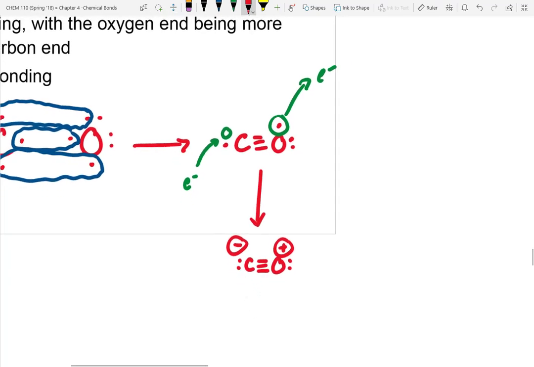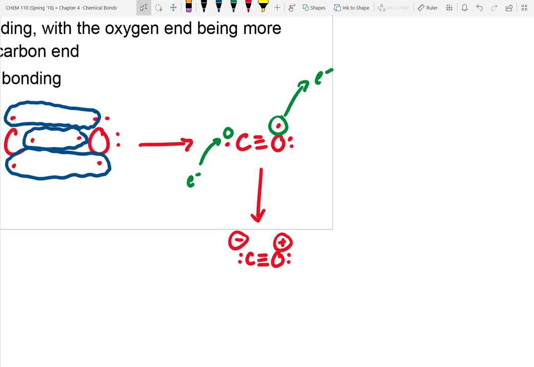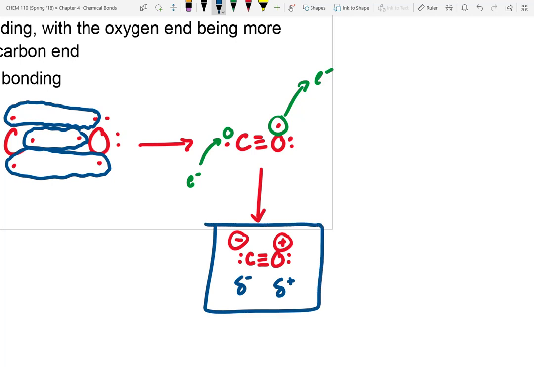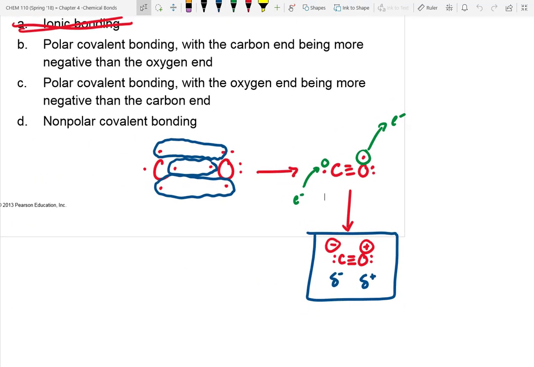All right, now the tricky question. Which side is electron rich? Oxygen. Yeah, you don't want to overthink that one. It's got the negative charge. So it'd be negative, positive. Does that mean that this is a polar compound or a nonpolar compound? It's got to be polar, right? Because there's unequal distribution of electron density. So now we can say, all right, it's got to be polar covalent bonding with the carbon end being more negative than the oxygen end.